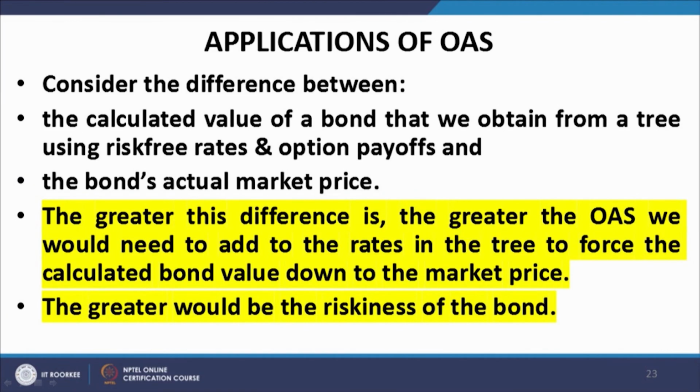You see, you need a higher discount rate. So, the greater would be the add on to the risk free discount rates that you have used earlier to arrive at the discounted value which equals the current market price, and therefore, higher would be the option adjusted spread. So, the greater this difference is, the greater is the option adjusted spread. You would need to add to the rates in the tree to force the calculated bond value down to the market price. The greater would be the riskiness of the bond.